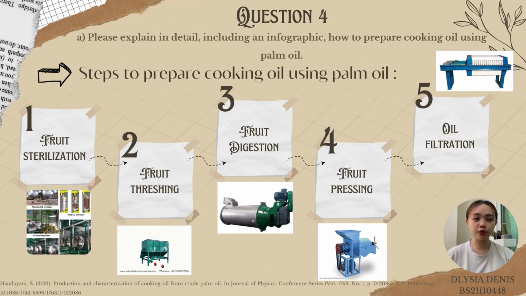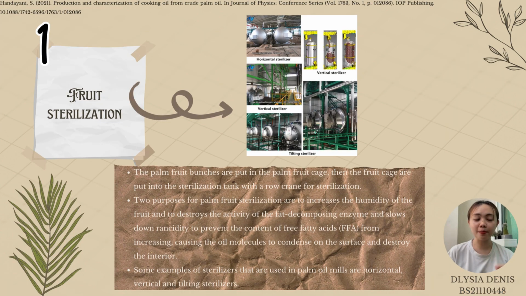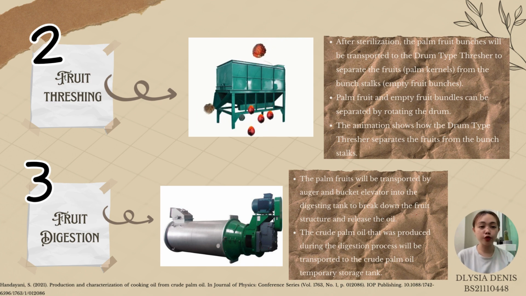So there are 5 steps to prepare cooking oil using palm oil, which are fruit sterilization, fruit threshing, fruit digestion, fruit pressing, and lastly, oil filtration. The first step, fruit sterilization. The palm fruit bunches are put in the palm fruit cage, then the fruit cage is put into the sterilization tank with a raw pan for sterilization. The purpose of sterilization is to increase the humidity of the fruit and to destroy the activity of the fat decomposing enzyme. Second step, fruit threshing.